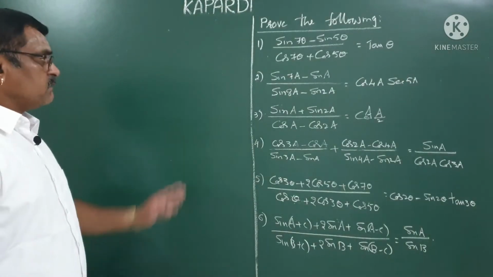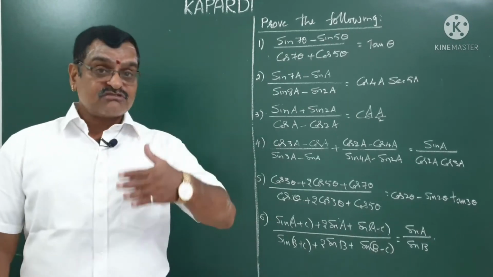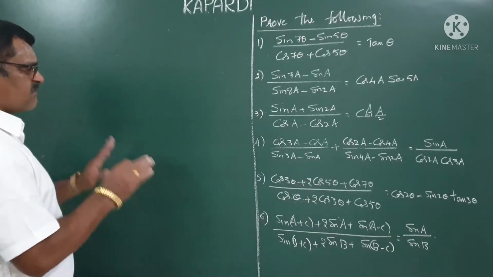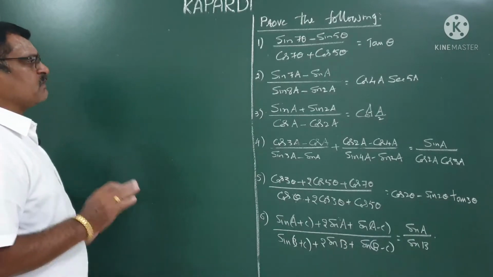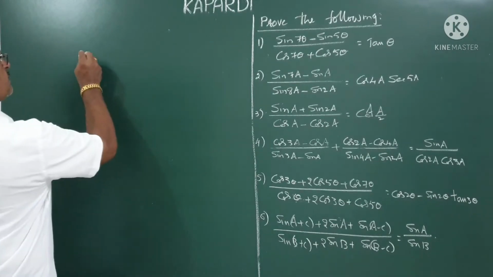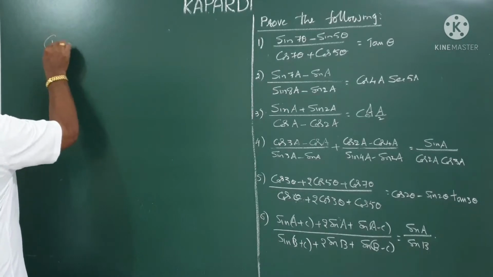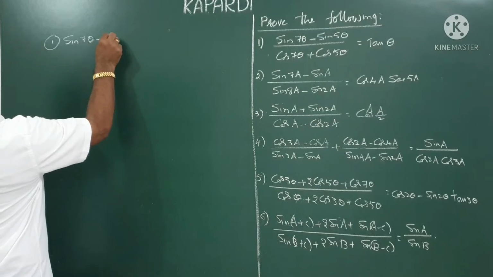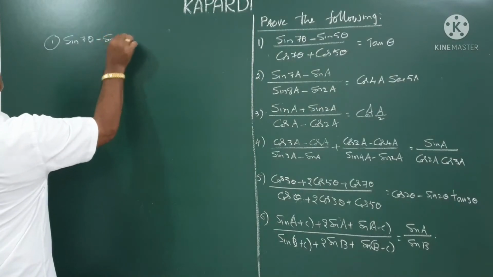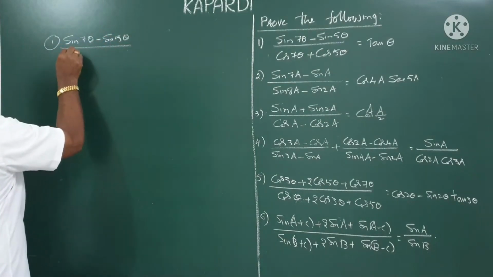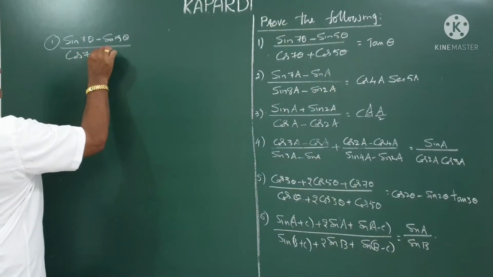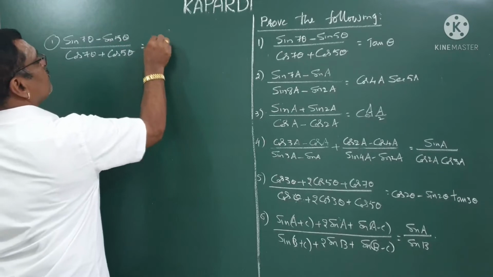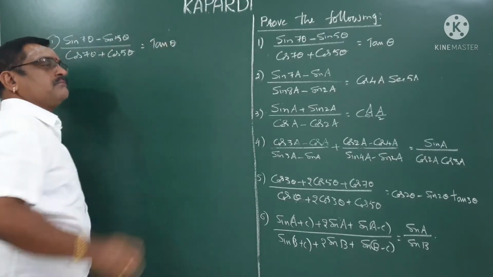Now, I am going to solve some questions based on the transformation concept one by one. These are very simple questions. Number 1, first one is (sin 7 theta minus sin 5 theta) over (cos 7 theta plus cos 5 theta) is equal to tan theta.